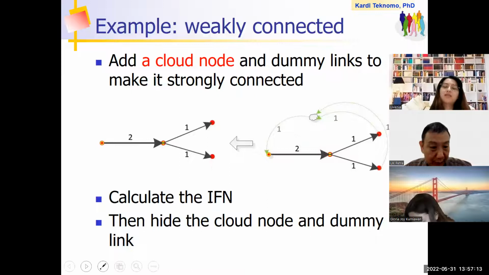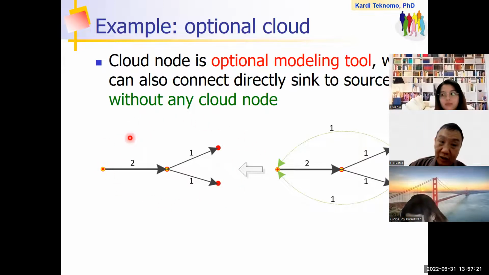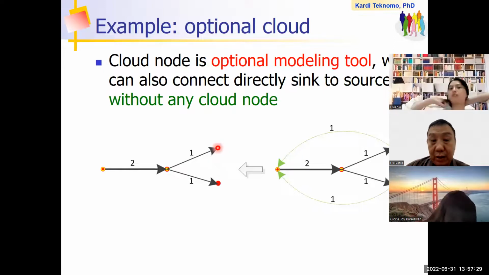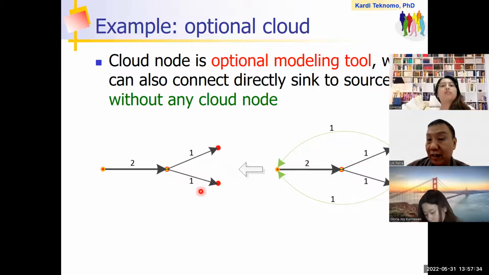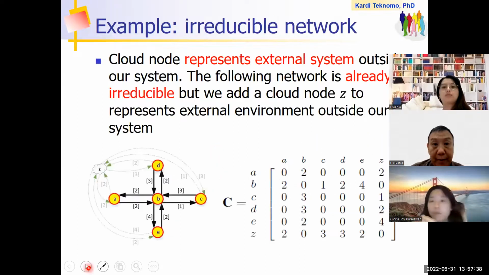Yeah, this must be 2. Okay, so after that you can hide. Once you hide, you can get this value. Actually, it is computed based on the cloud node. Or even without the cloud node, you can directly connect the sink to the source, and you will get exactly the same. Without the cloud node, you can also use the same thing. Clear? Okay.